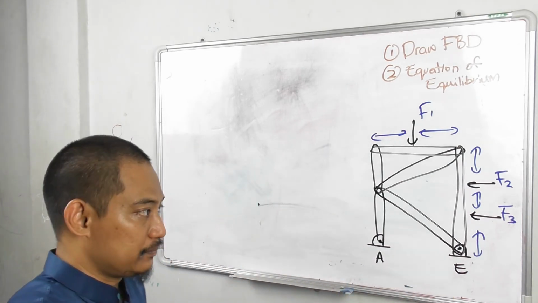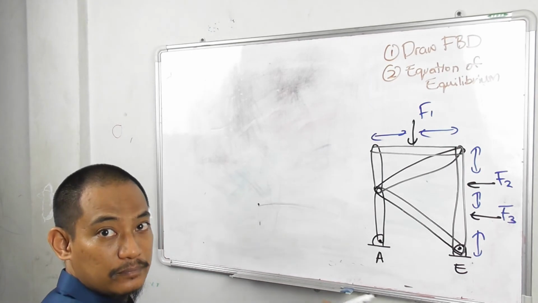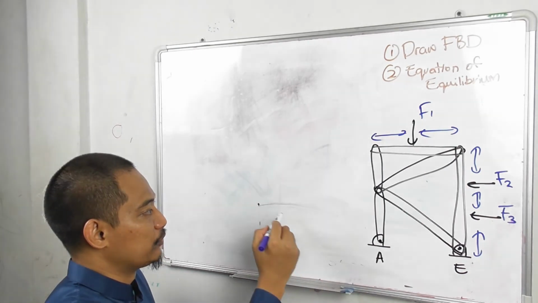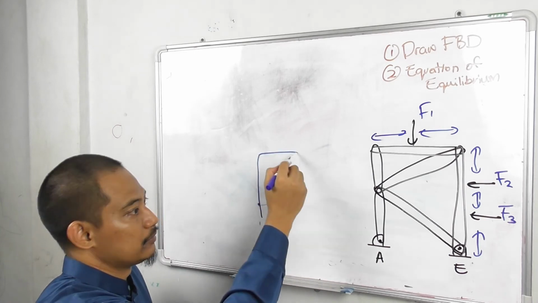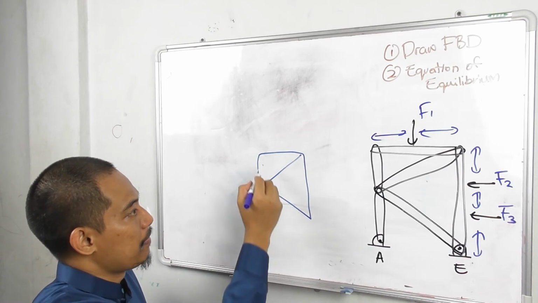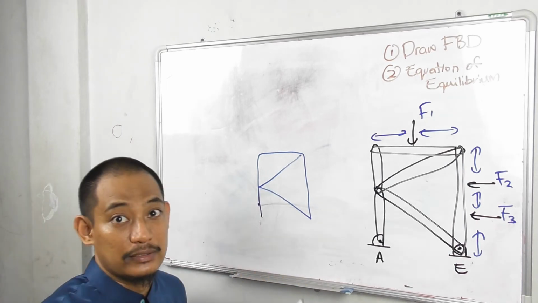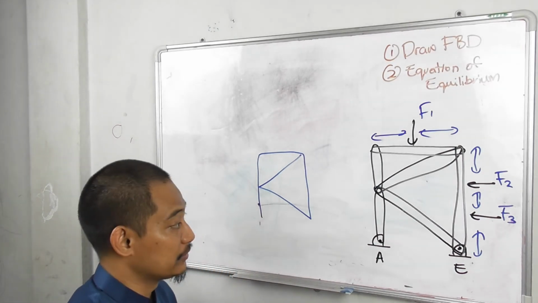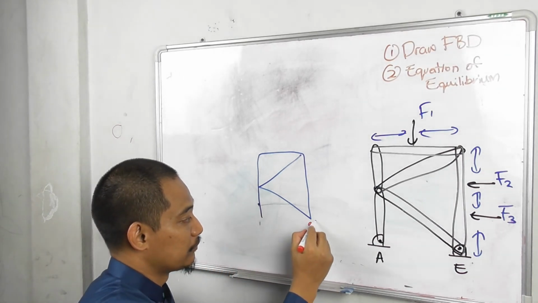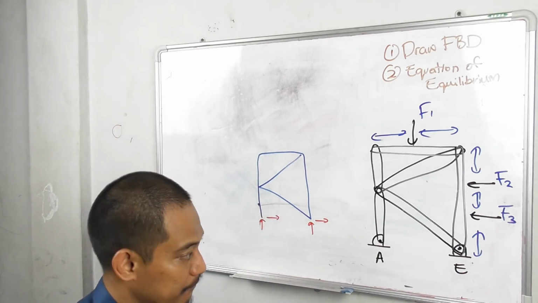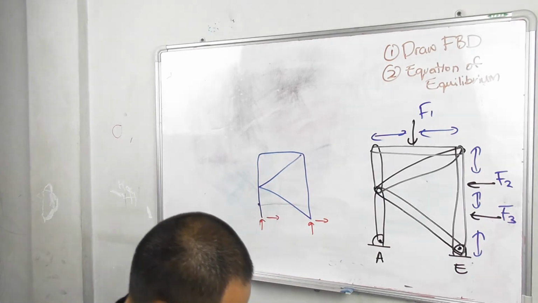Now, meaning that, because this is pin and pin, right? So if you draw the free body diagram, if I draw the whole thing as a structure, right? So basically, when you have a pin support, you have X and Y, X and Y, right? Normally that is the case.